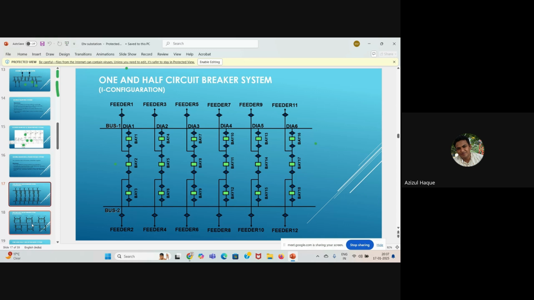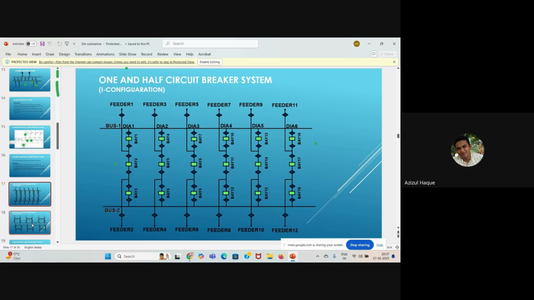So this tiebreaker is acting as a bus coupler breaker. As in the double main bus system, we had one bus coupler breaker. Through that bus coupler breaker, we used to connect two buses. Here we can do that. Suppose this bay 2 is a tie bay between bay 1 and bay 3. This is a tie bay.